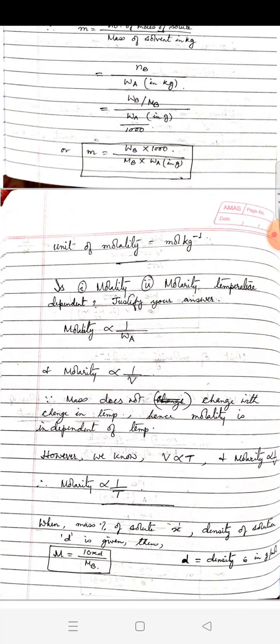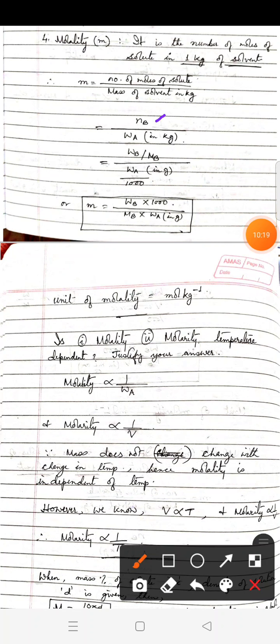Then we rearrange the formula. Molality, small m, equals Wb by Mb into Wa in grams, and the conversion factor 1000 goes to the numerator. Now what will be the unit of molality? As the unit of number of moles is mole and mass is in kg, the unit is mole per kg, or in some cases you may find it written molal. For molarity it's written molar, in molality it's written molal.